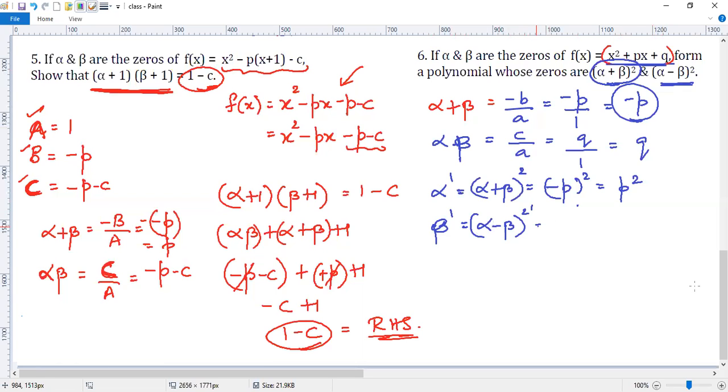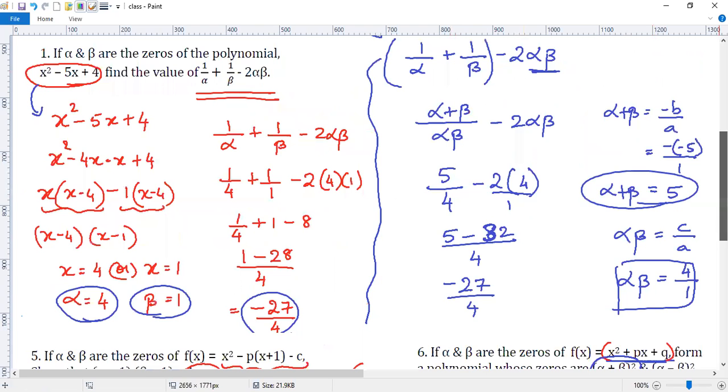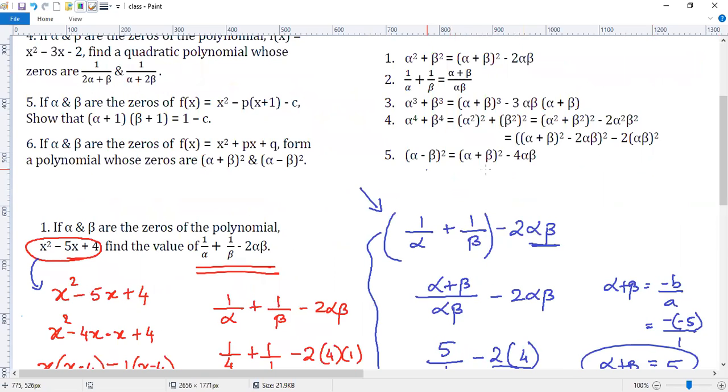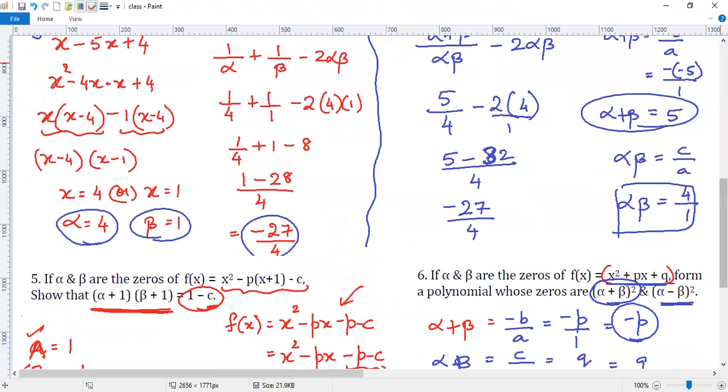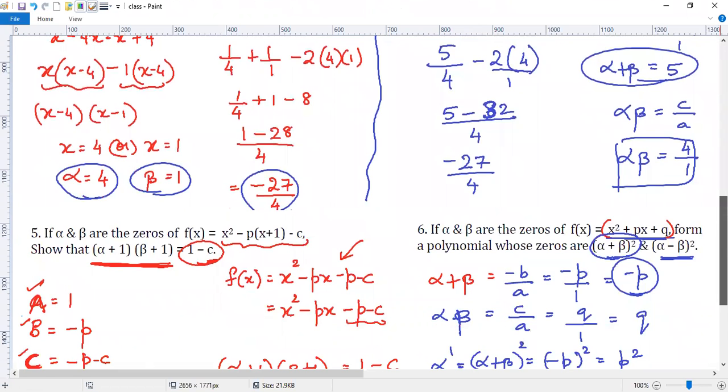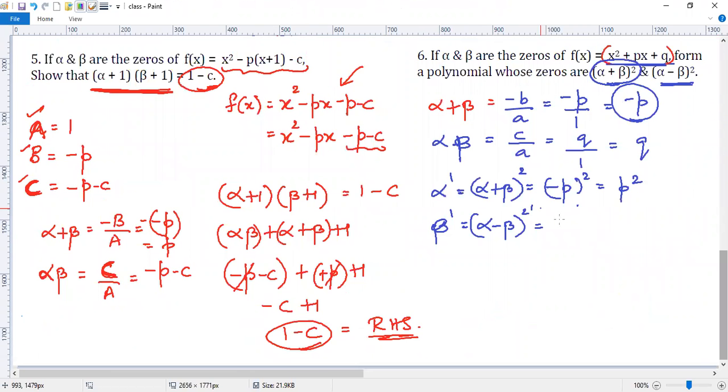What is the expansion we saw for this? What is the expansion we saw for alpha minus beta whole square? It is alpha plus beta whole square minus 4 alpha beta. Right? We already saw how to expand this. So I'll substitute it here. Alpha plus beta whole square minus 4 times alpha beta. So what is alpha plus beta? Minus p. Minus p whole square will be p squared, minus 4 times of what is alpha beta? It is q. Right? So I'll write q over here. So p squared minus 4q.